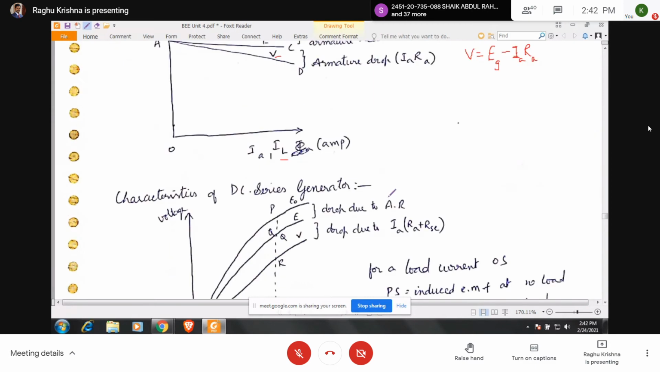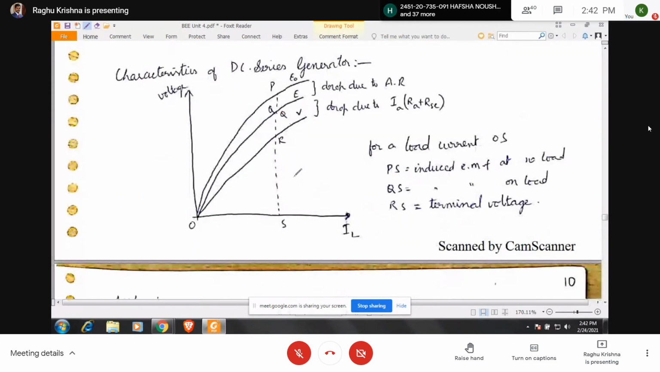Now coming to characteristics of DC series generator.